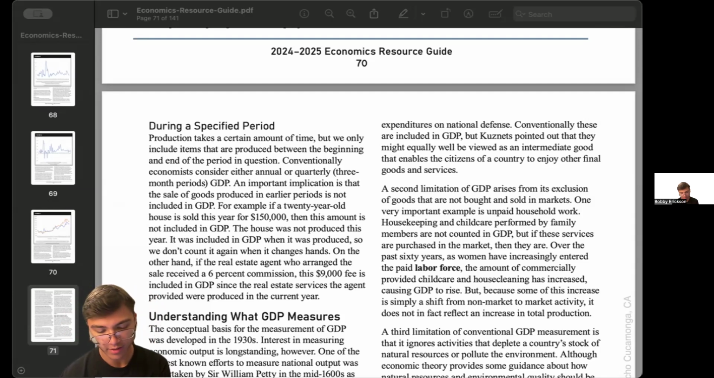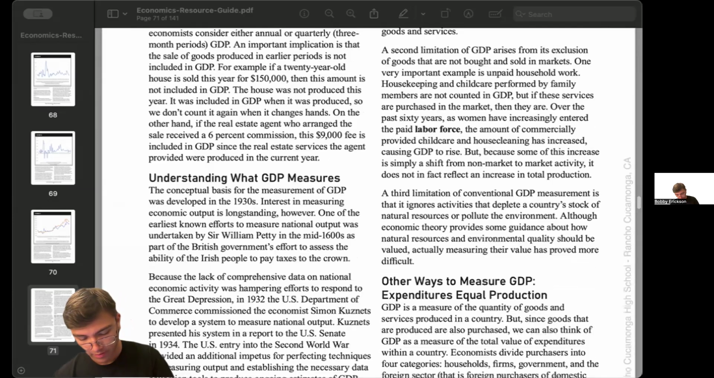So if we are adding a service to that house, then that is going to be included in GDP as a whole.